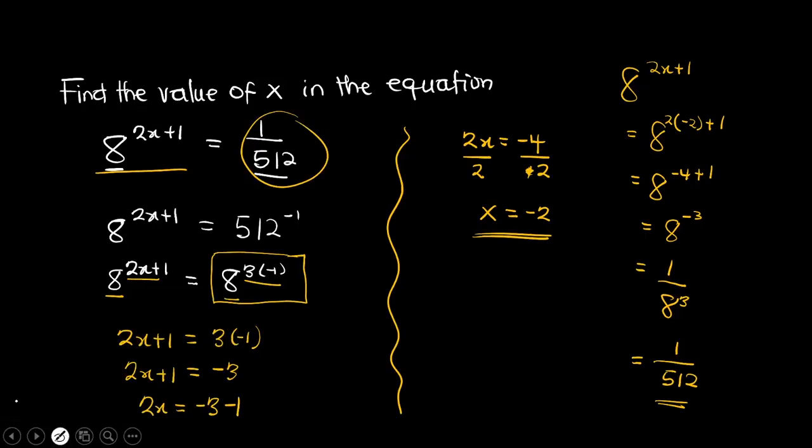Now let's proceed to look at other examples. So I have here another example. Given that y is equal to 2x and 3 raised to the power x plus y is equal to 27, we have to find x.